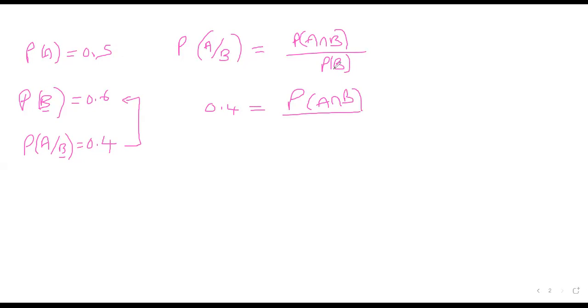And our probability of B is 0.6. First multiply. So our A intersection B is 0.4 times 0.6, which is 0.24. Are we clear this far? Yes.